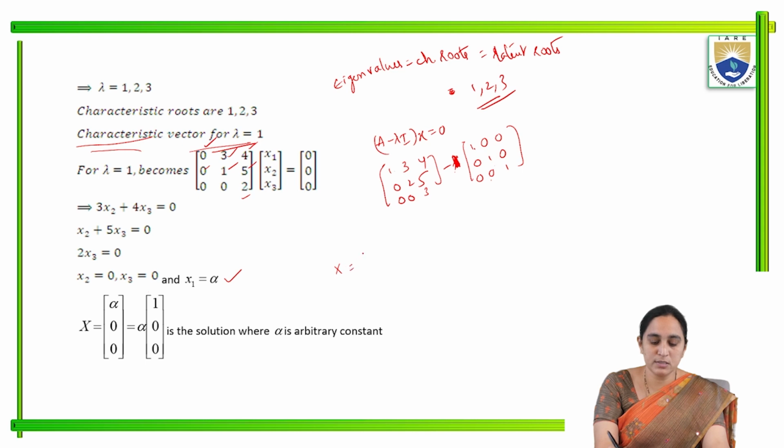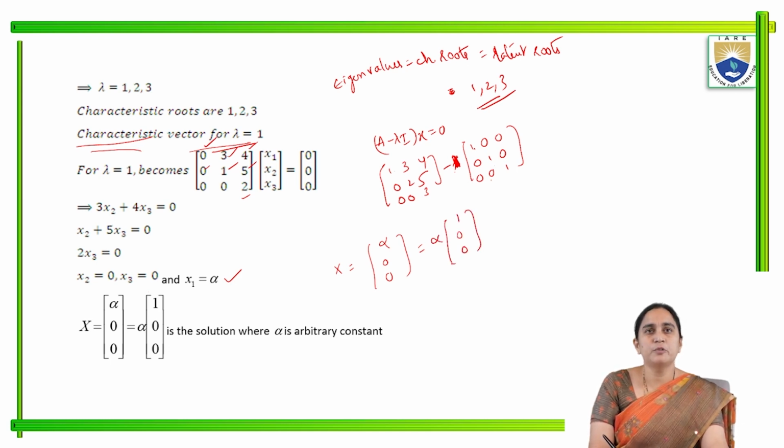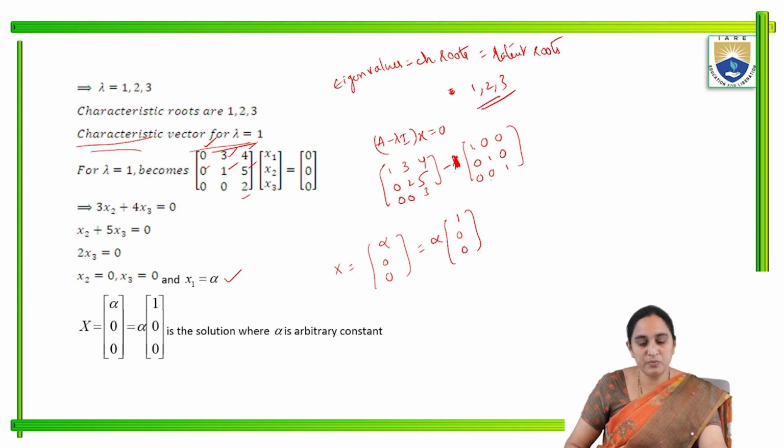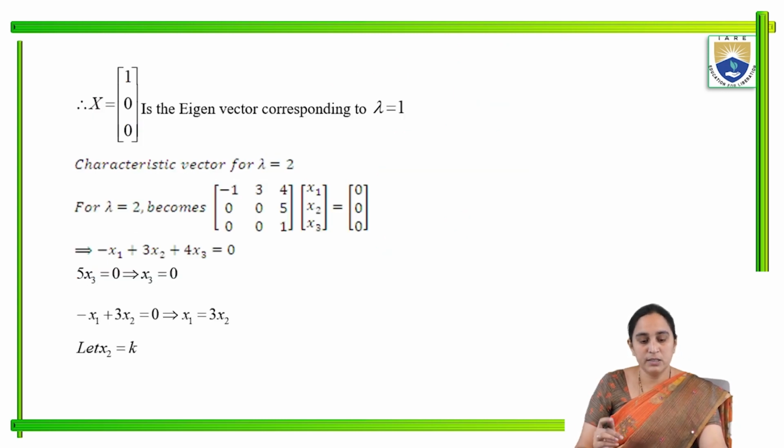Therefore, what about x there? That is alpha, 0, 0. Taking alpha common, this is 1, 0, 0. Therefore, what about the first eigenvector? That is 1, 0, 0. Similarly, for the second eigenvalue, that is 2.